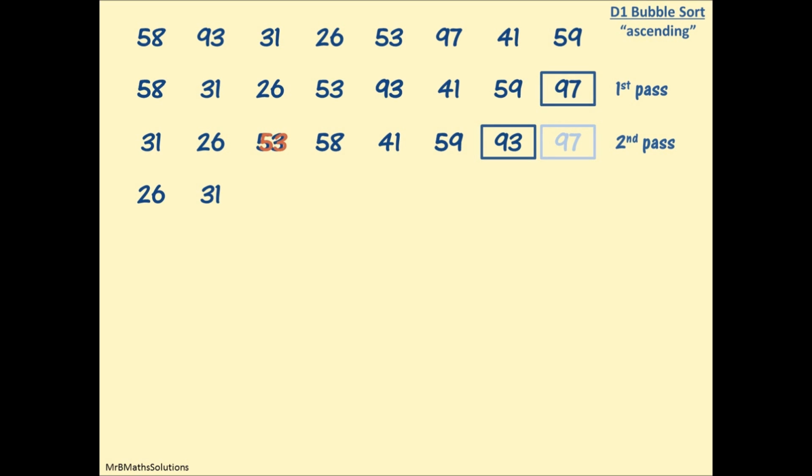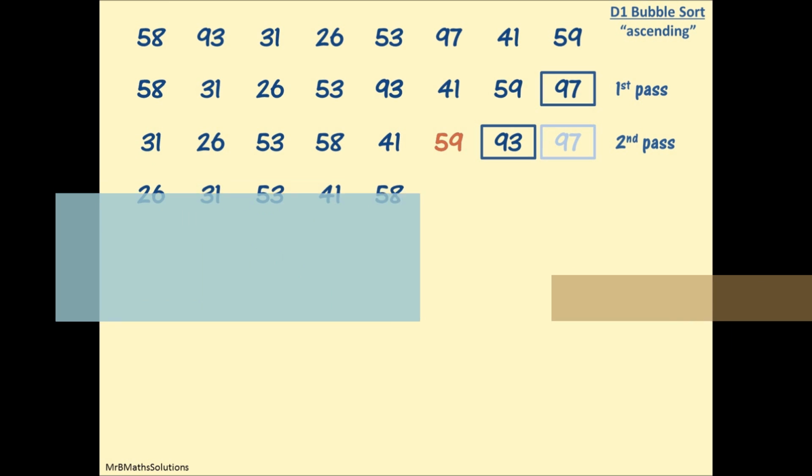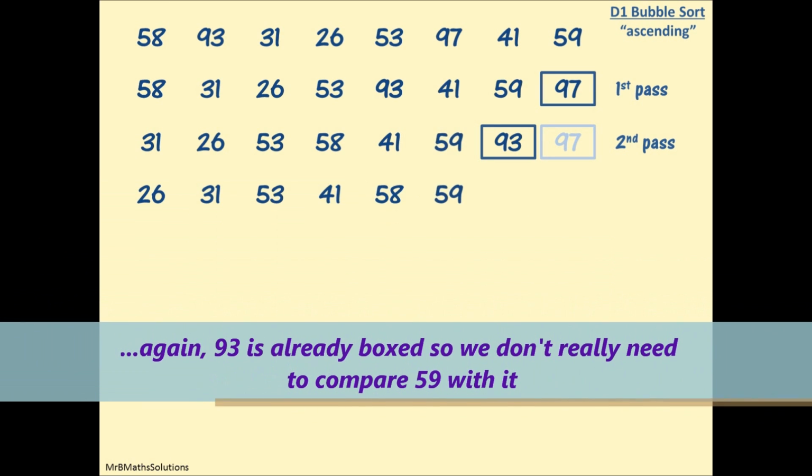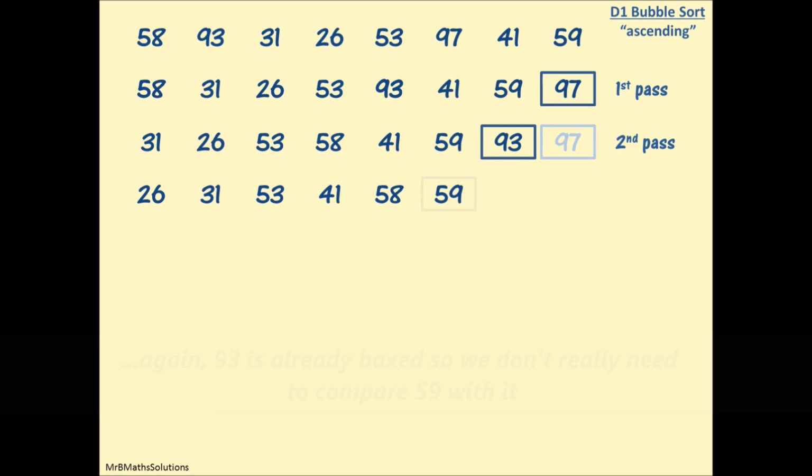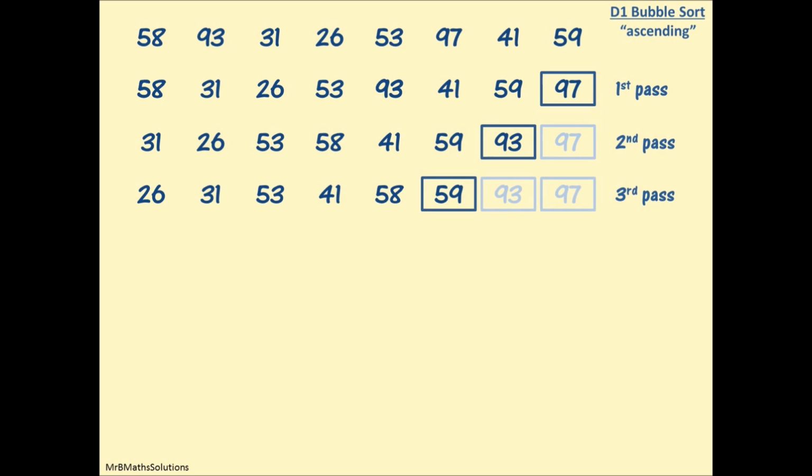53, well, that's not going anywhere. 58 is bigger than it, so it's already in its right place for this pass. 58, again, will bubble along until it meets 59, so it's found its place, and 41 will slot in behind it. 59, 93, so again, that's found its place. And now we've reached the end of the third pass, and 59 now must definitely be in the right place. And again, 93 and 97, you don't need to write them down at this stage, but again, a lot of people like to keep the list full at every stage.